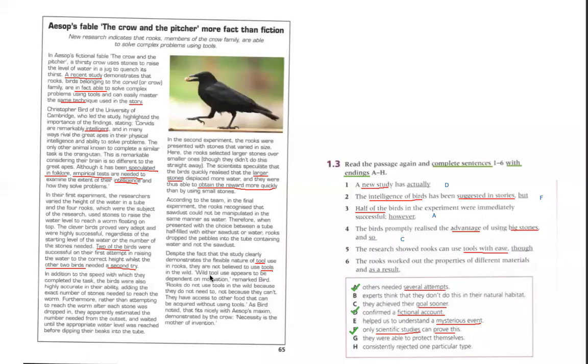It again mentions the word tools, so our answer must be somewhere over here. And B is correct. So let's quickly have a look at B if you didn't get it right. So they said they don't do this in their natural habitat. And over here we can say that they said they are not believed to use tools in the wild. So the word wild is a paraphrase of natural habitat.